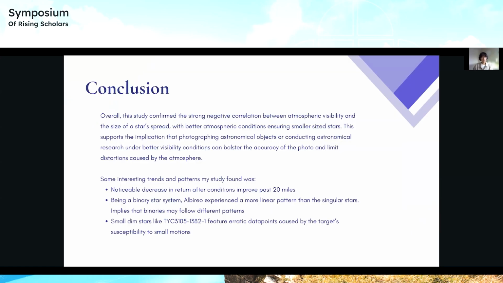So yeah, this leads me to my conclusion that this study confirmed the strong negative correlation between atmospheric visibility and the size of a star's spread already established by professional researchers in the past, and that my research study found very specific spatial trends, especially in the diminishing return area in the 20 to 22 miles of atmospheric visibility, and that binary star systems are impacted very differently, and the point spread function of binary star systems may be a lot different than singular star systems. And yes, small dim stars like TYC 3105 can feature erratic data points caused by a target's susceptibility to small motions during the image capturing procedure.